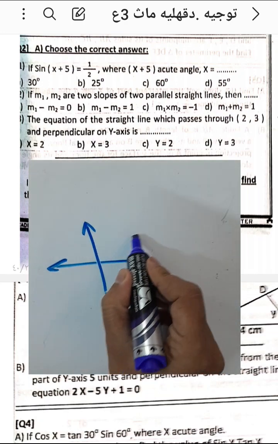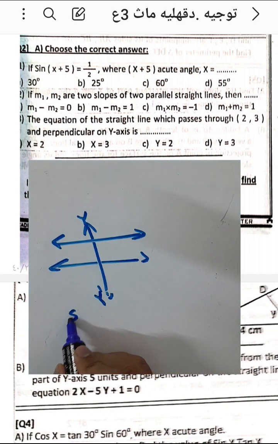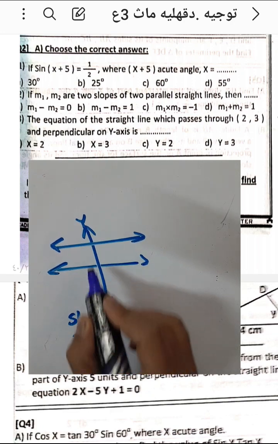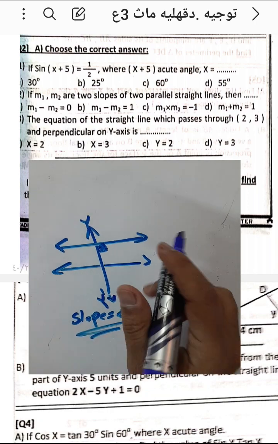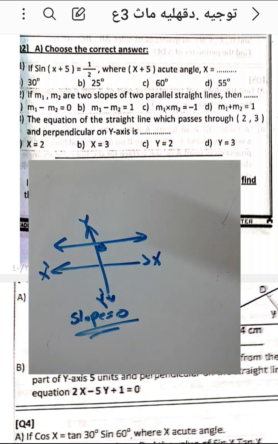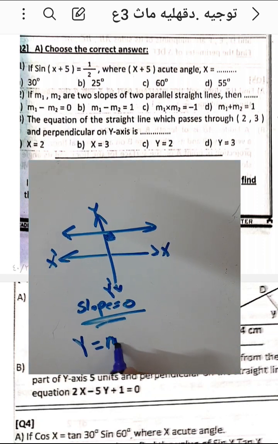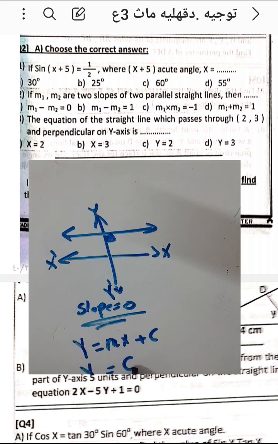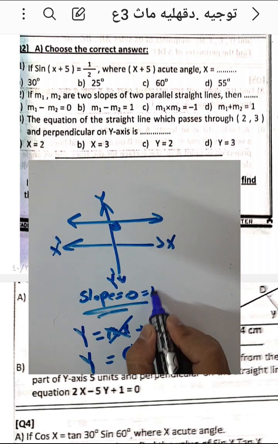The equation of the straight line which passes through the point (2, 3) and is perpendicular to the y-axis. Perpendicular to the y-axis means parallel to the x-axis, so the slope will be equal to 0. If we write the equation y equals mx plus constant, then y equals the constant, canceling m times x because m equals 0 and the slope equals m.